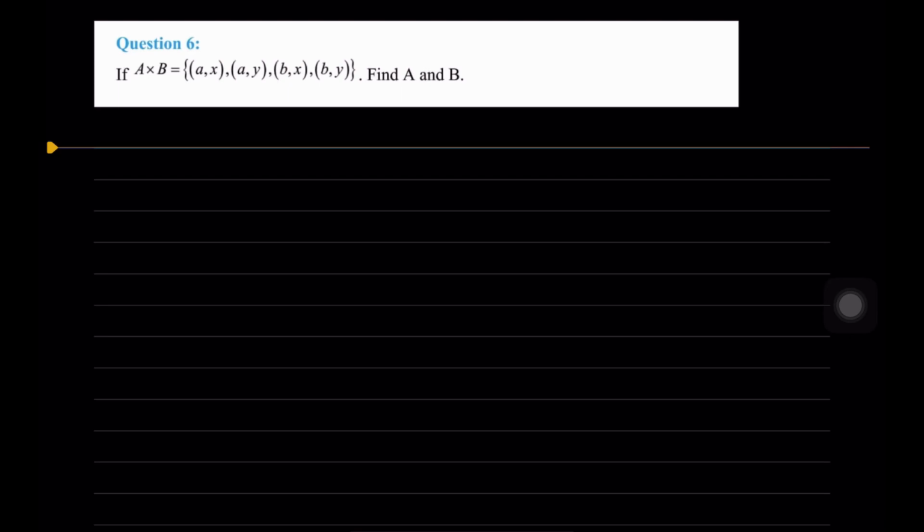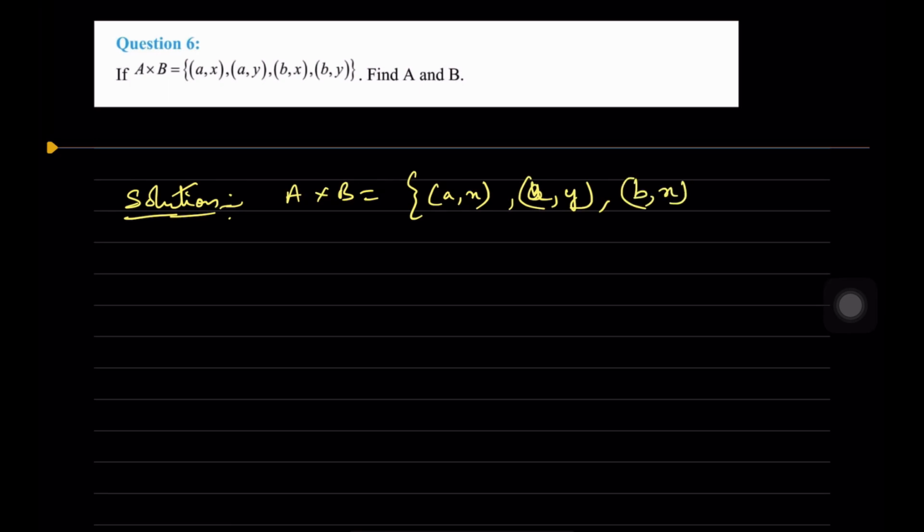Now you can see here in question 6, if A cross B is equal to {(a, x), (a, y), (b, x), (b, y)}, find A and B. Here the Cartesian product itself is given to us, and we have to find the values of A and B. So A cross B is equal to (a, x), (a, y), (b, x), (b, y). This is given to us. Now we have to find out.